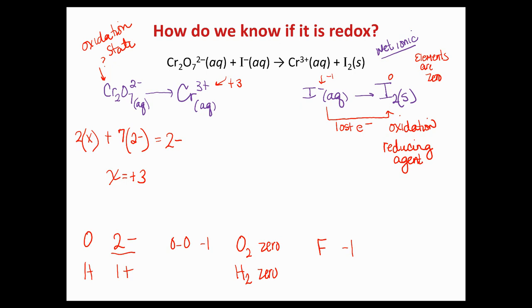Oh, I wrote, sorry, I don't know why I wrote +3. +6, yeah. So 2 times 6 is 12, right? Plus -14 equals -2. I think I made a mistake on what I just said a second ago. So our oxidation state on the chromium is +6. So it went from a +6 to a 3+. So that must have gained electrons. And so that was a reduction. So that is an oxidizing agent.